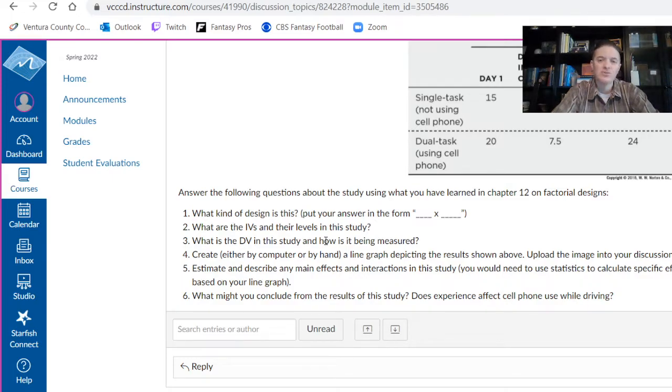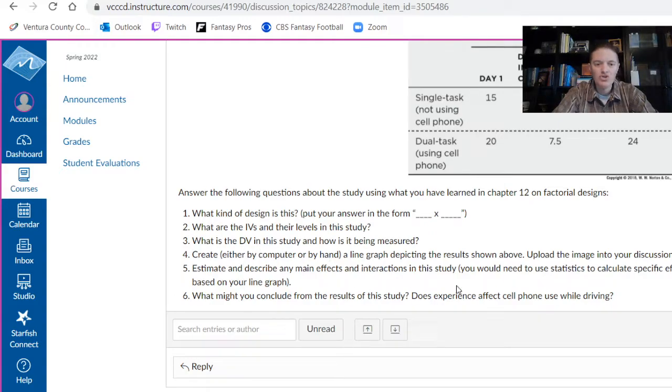And their levels or conditions in this study. So identify both of the independent variables and the different conditions. This graph might be helpful for you in identifying those. What is the dependent variable in this study and how is it being measured? What is it that we're measuring and how are we doing that?